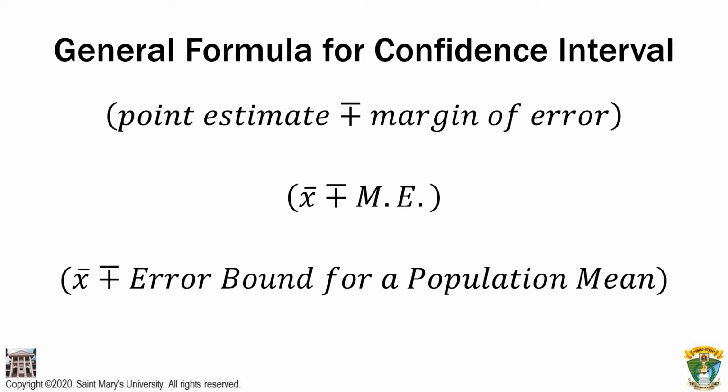We have the general formula for the confidence interval: the point estimate minus the margin of error, and then the point estimate plus the margin of error. Commonly, the point estimate that we will be using is the sample mean, since we will be constructing a confidence interval for a population mean. So it is the sample mean given our sample data minus the margin of error, then the sample mean plus the margin of error. We say that the margin of error is the same as the error bound for a population mean.